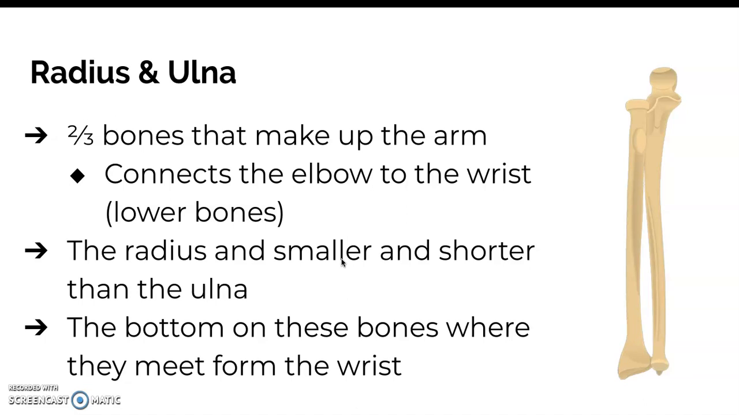So the radius is smaller and shorter than the ulna. The bottom of these bones is where they meet to form your wrist, which then connects to your hand. So it would be down here, and this is where your elbow would then connect.